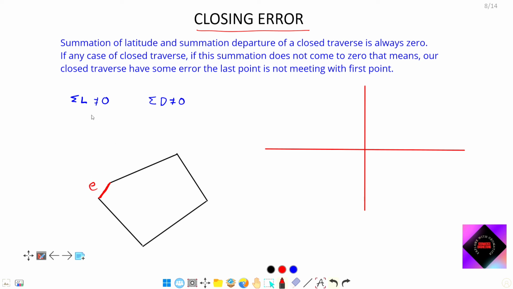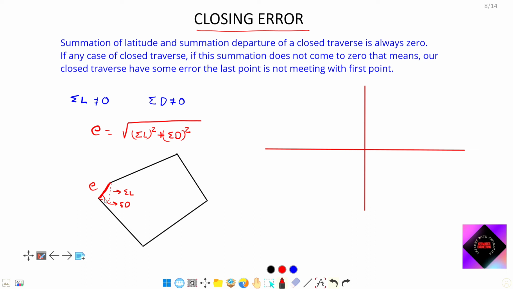So how will we calculate E? If summation L doesn't equal 0, if summation D doesn't equal 0, then E equals under root of summation L square plus summation D square. In this way your E comes out to be this, where this is your summation D and this is your summation L. So in this way you calculate E.